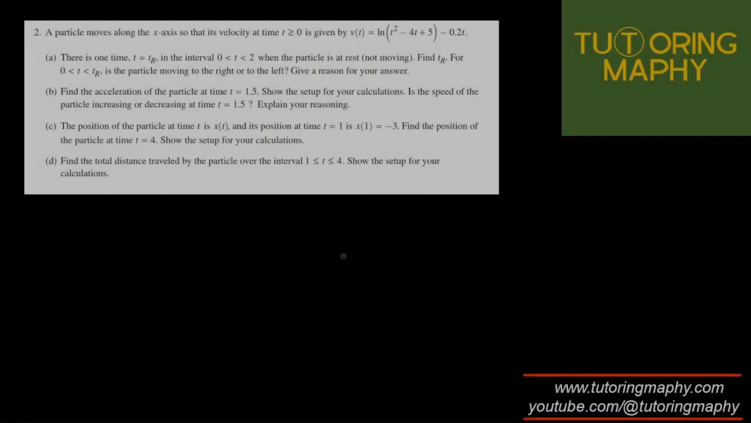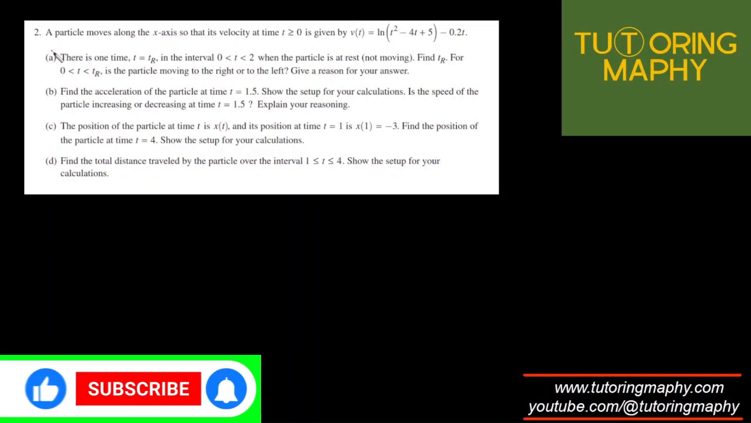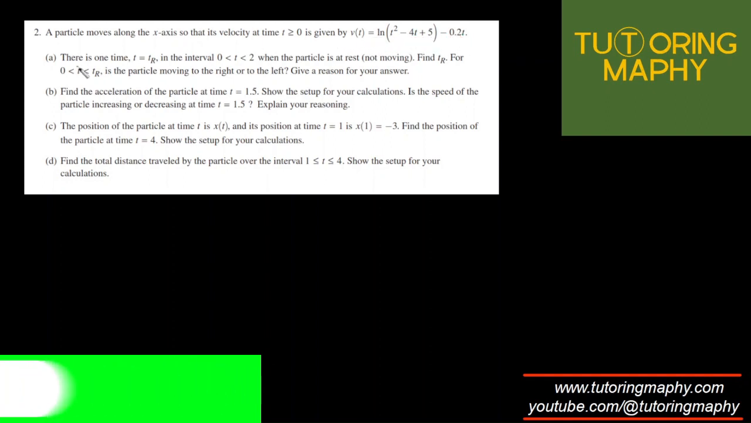Hello there. This is a video on AP Calculus AB 2024 FRQ number 2. Let's get started. A particle moves along the x-axis so that its velocity for positive time, t greater than or equal to 0, is given by this.